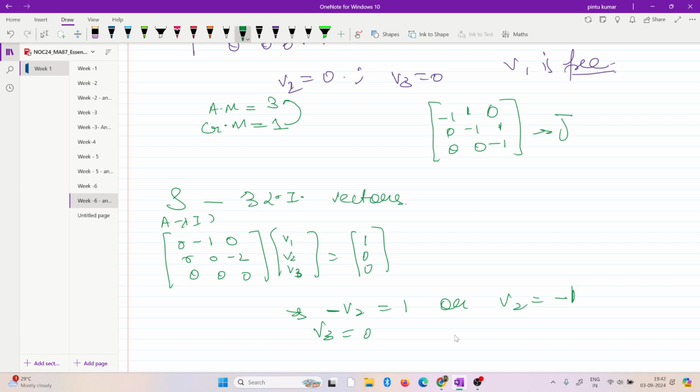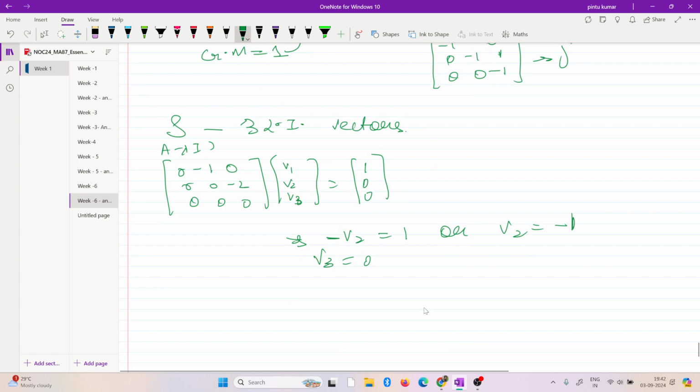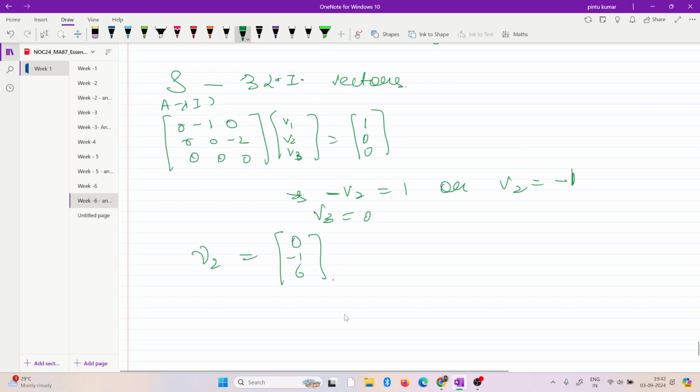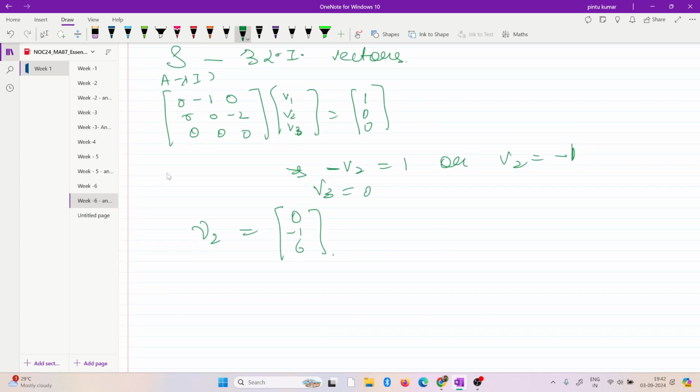Okay. So let's take V1 as 0 only. It makes our life easier. So what would this give us? This would give us, let's say, mu2, that is equivalent to 0, minus 1, 0. Now in order to find the third generalized eigenvector, what we will do? We will solve (A minus lambda I) V equal to mu2, right?